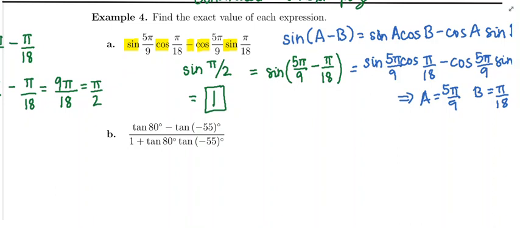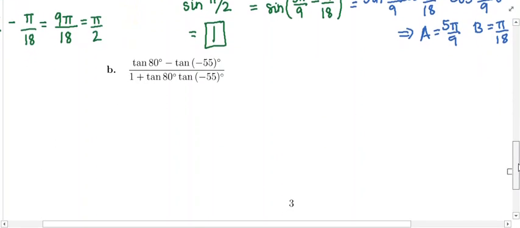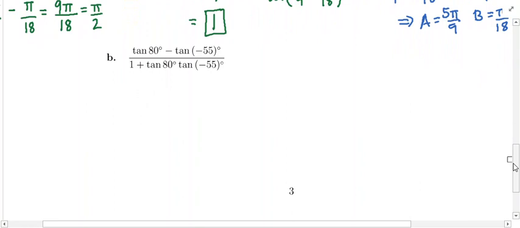Okay, part B, the expression is the tangent of 80 degrees minus the tangent of negative 55 degrees all over 1 plus the tangent of 80 degrees times the tangent of negative 55 degrees. Okay, again, the same thing. If you pop it into the calculator, you could end up with something ugly. So let's just learn how to use the sum and difference identities to evaluate this.